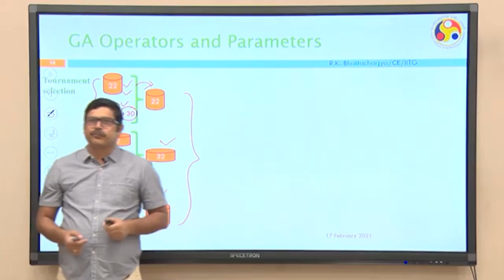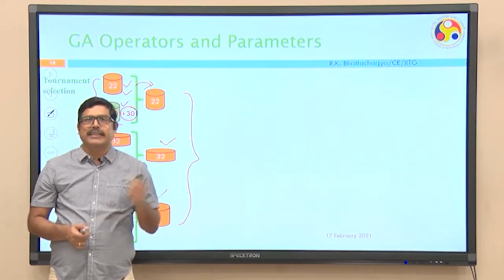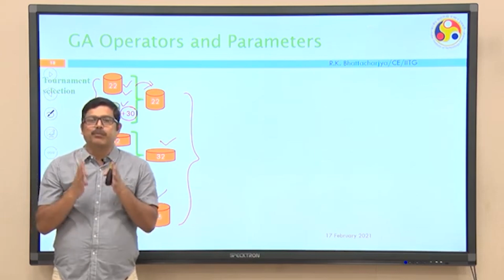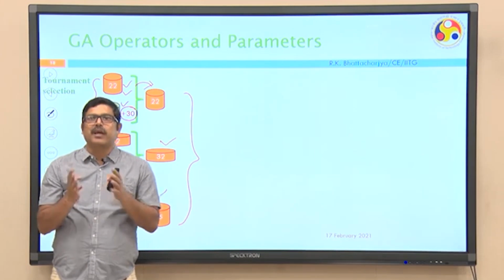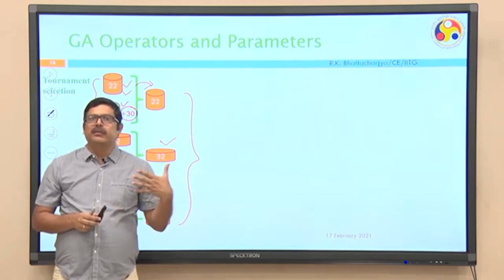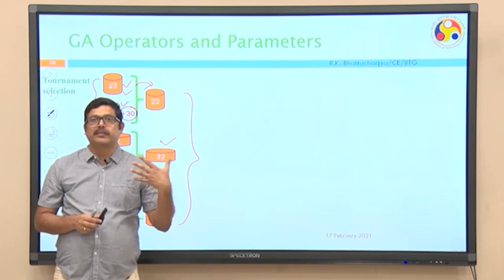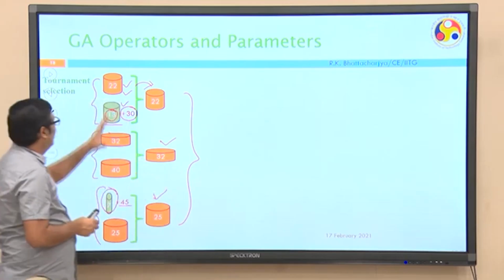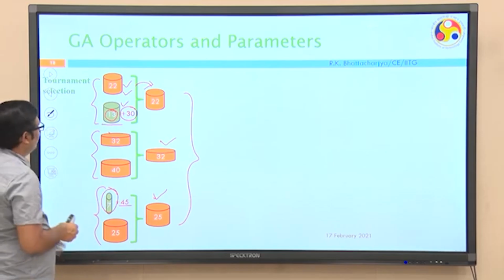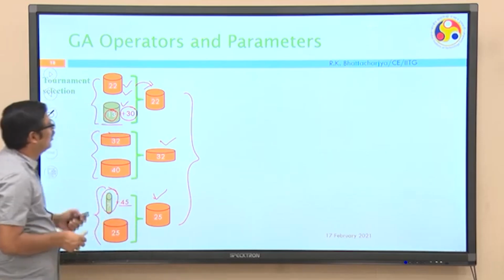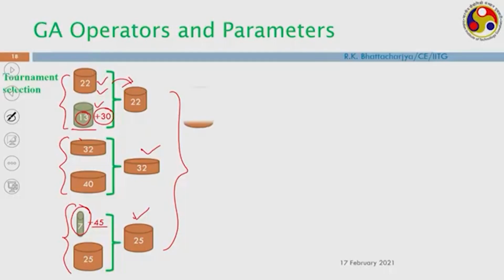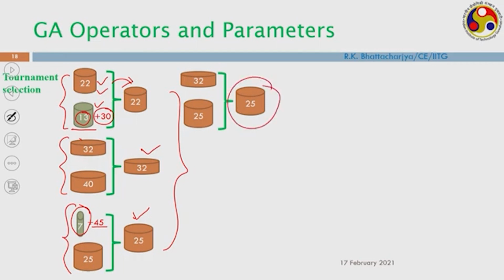Now, what is another purpose of the selection operator? As I said, the population size should be constant. That means I have 6 solutions and after the tournament I should get 6 solutions again. But in the first set of tournaments I am getting only 3 solutions. Therefore, what do we have to do? We have to play the tournament again. We will ask them to play the tournament again, and this time also I am selecting randomly. Now, what is happening? 32 is playing with 25 and 25 is the winner, and then 40 is playing with 22.